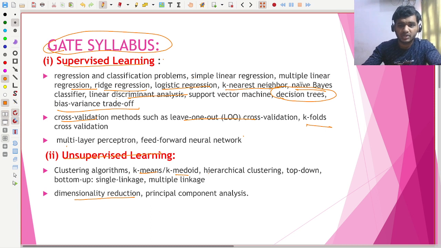So after completion of the syllabus, we'll also discuss some extra things which are important for you that are not mentioned in the syllabus.